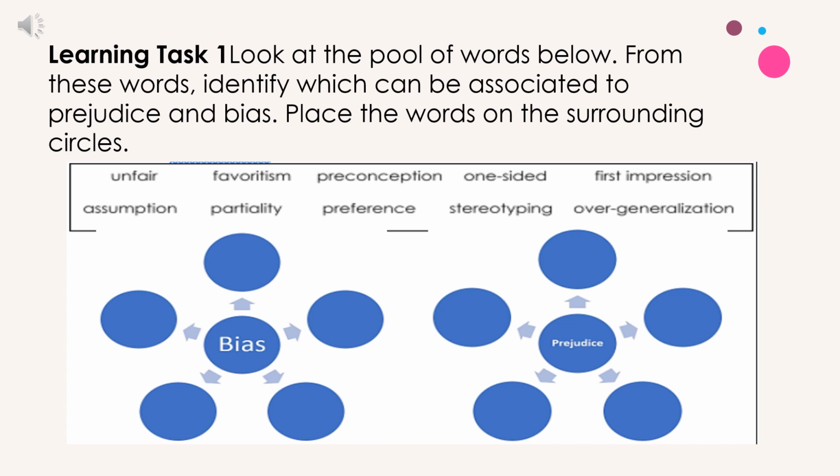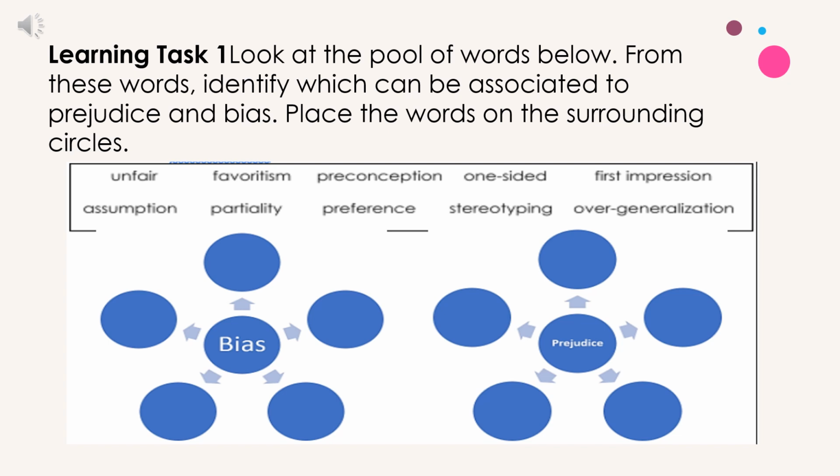Let's have it one at a time. How about the word unfair? Is it under bias or prejudice? Five, four, three, two, one. Correct, it's under bias. How about favoritism? It's under bias again. How about preconception? Correct, it's prejudice. How about one-sided? Correct, it's under being biased.